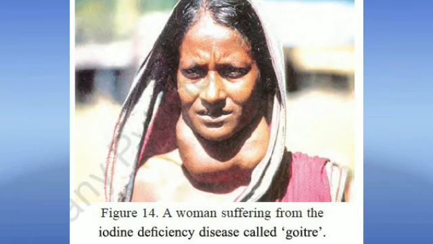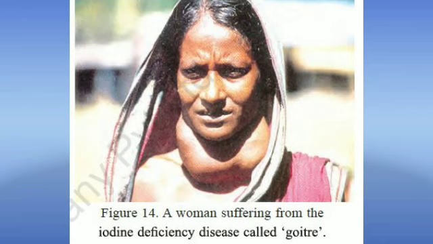Now, the deficiency of iodine in the diet of an adult person causes a disease called goiter. Goiter is the abnormal enlargement of thyroid glands situated in our neck. Look at the figure 14. This is a picture of a woman suffering from iodine deficiency disease called goiter. Do you see the swollen neck? The main symptom of iodine deficiency is that the neck of the person appears to be swollen.